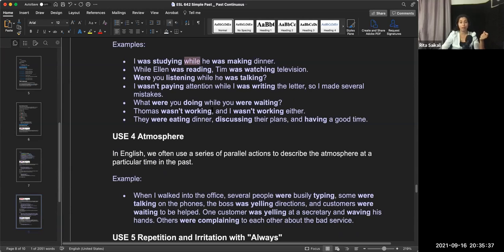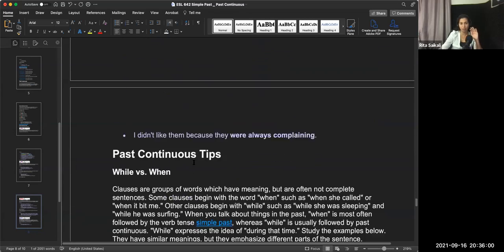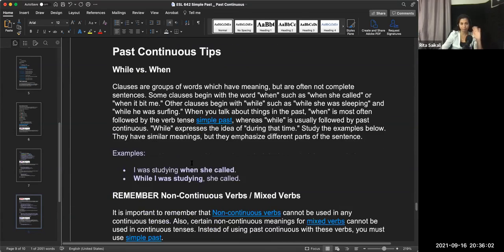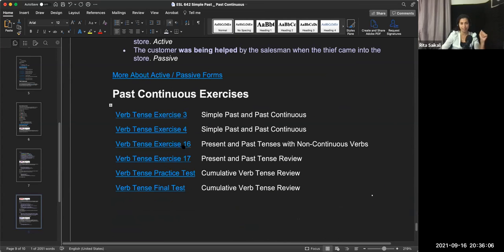What were you doing while you were waiting? Thomas wasn't working and I wasn't working either, two happening at the same time. They were eating dinner, discussing their plans, and having a good time. All three of them at the same time. And we're not going to worry about these. These will come in later lessons.